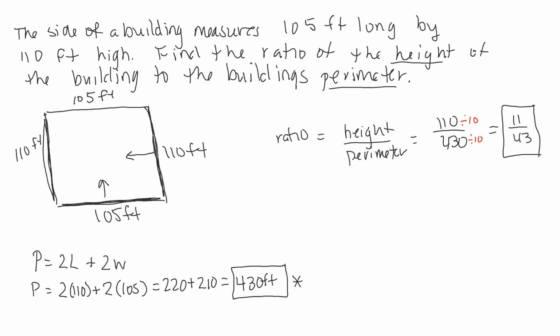So classic word problem involving ratios, had that extra step of having to find perimeter. Finding perimeter of a rectangle, not too bad. Let's look at another one. So there were 85 women and 80 men at a town hall meeting.